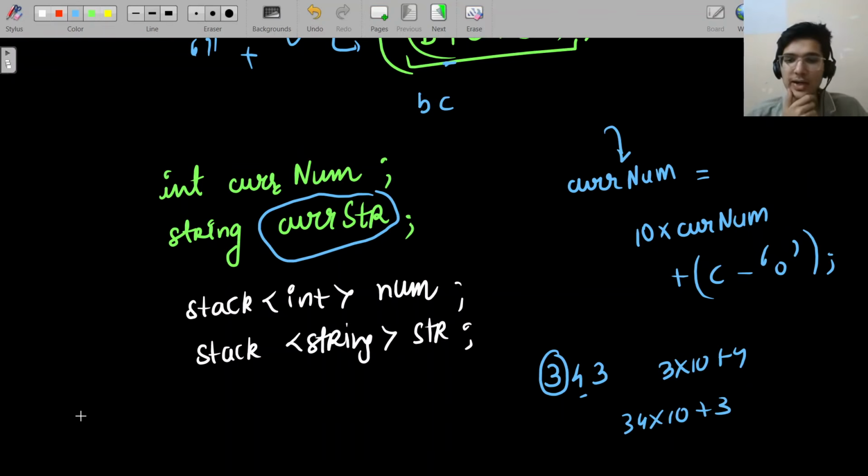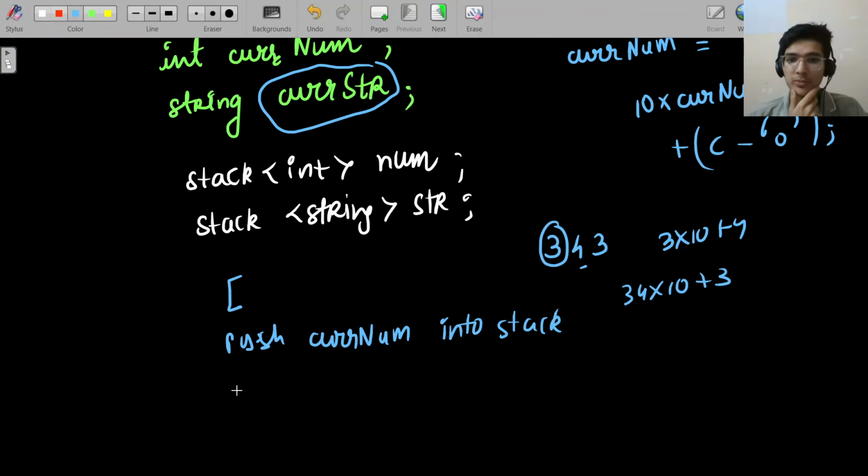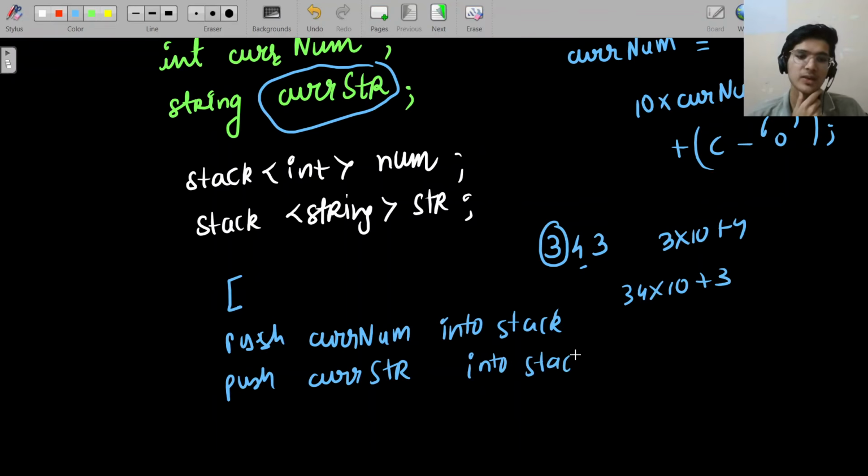And as soon as you encounter this, what did you do? You push cur num into your stack. Whatever cur string you have, push cur str into your stack. Obviously, stack one, stack two. I'm saying this is S1, let's say it's S2.